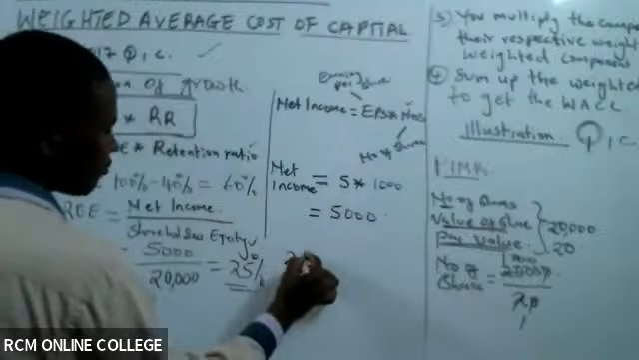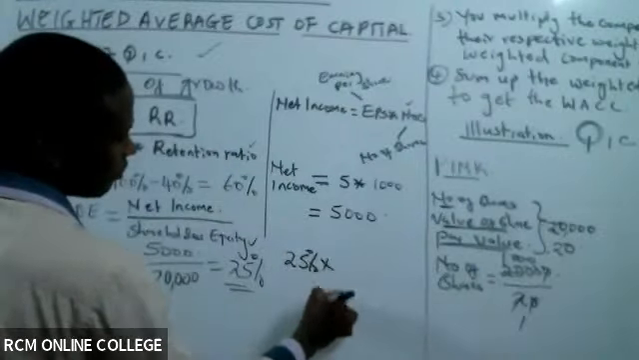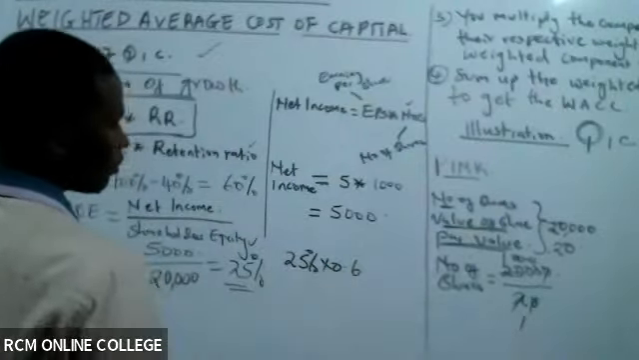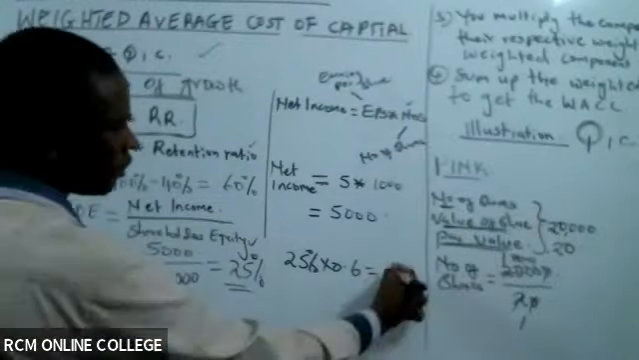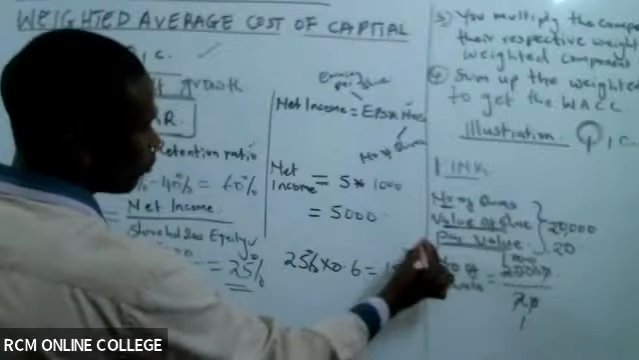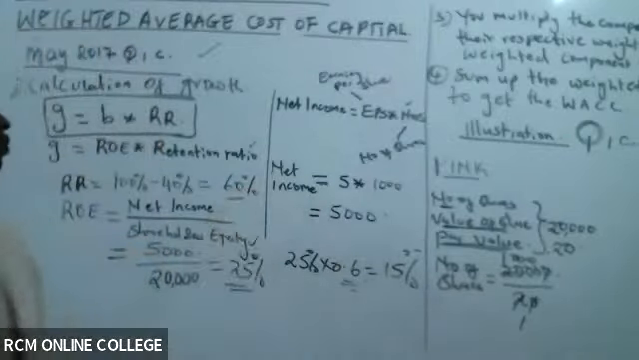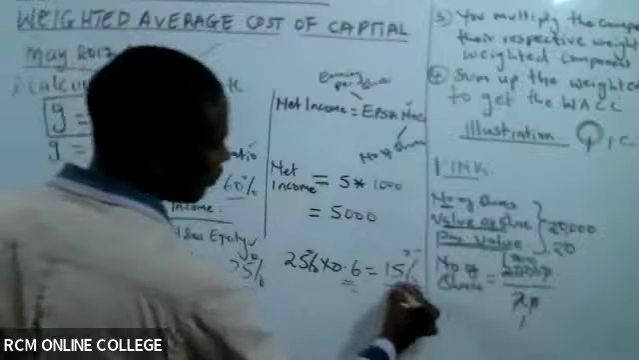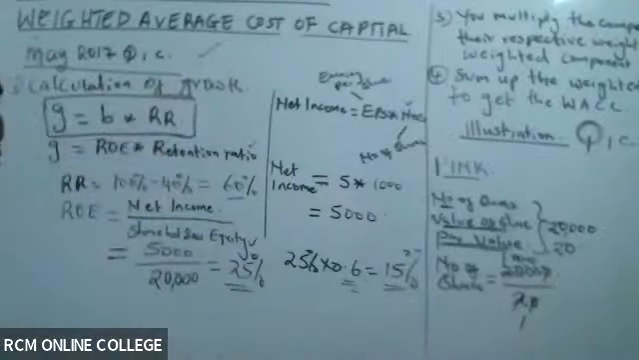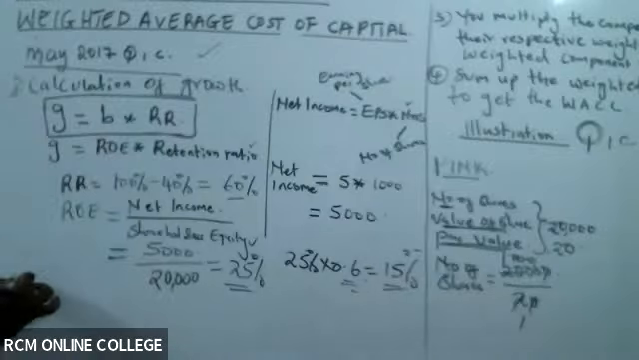G is B, which is 25%, times 0.6. These are percentages. So people give me 15% because my retention ratio was 0.6. So now we have our G. With that G, I'm good to go to Roman number 2.